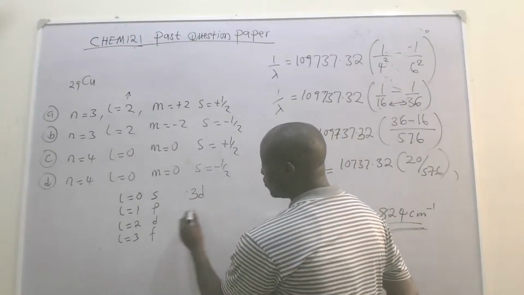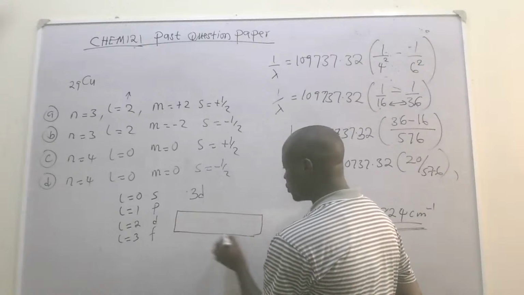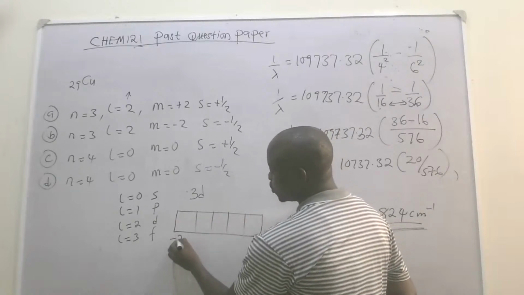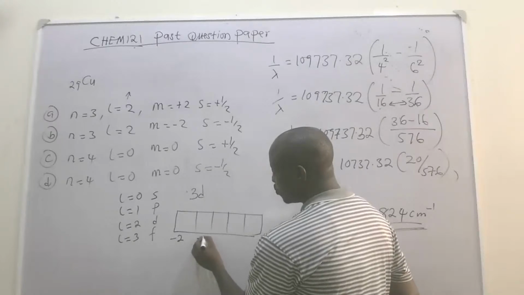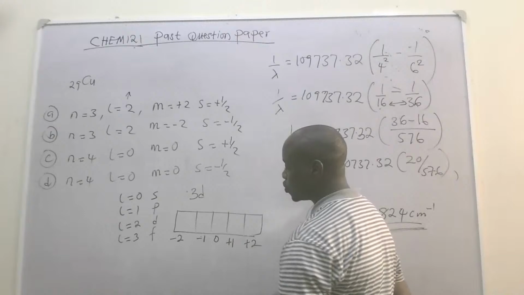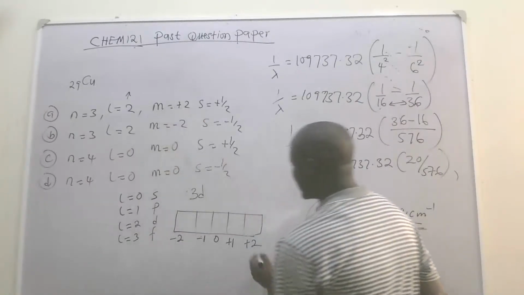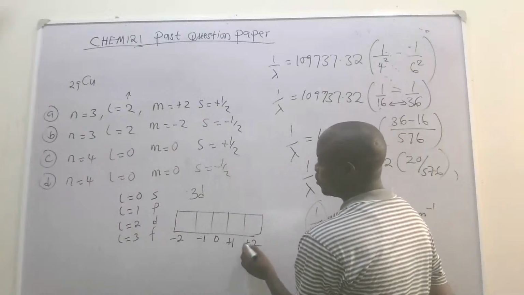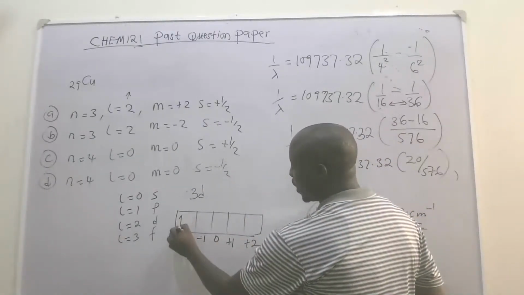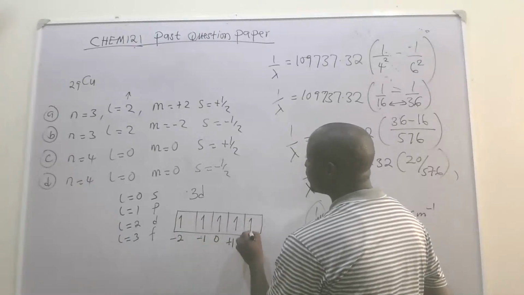Since it is a d orbital, d orbitals have 5 subshells. 1, 2, 3, 4, 5. So the first one is minus 2, then we have minus 1, we have 0, we have plus 1, and then we have plus 2. So here it says plus 2. It means that the electron is here. So since the electron is here, we have to start arranging the electrons here.